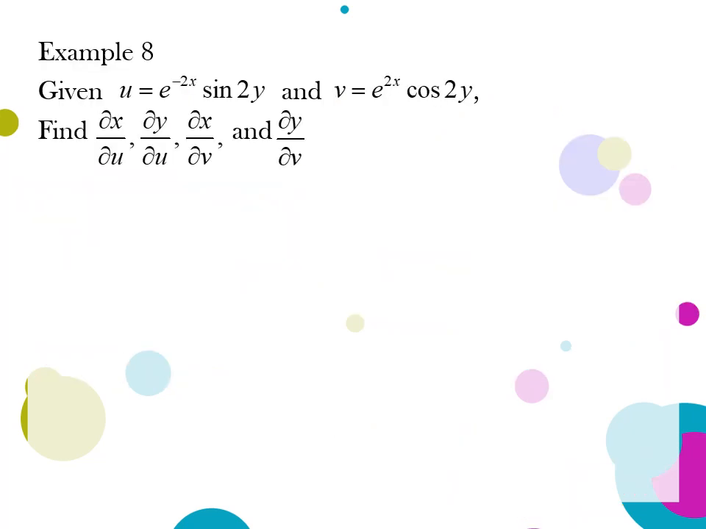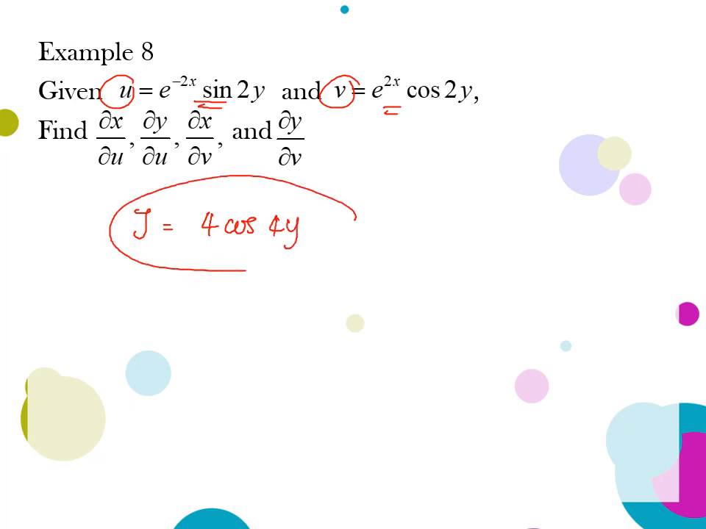Okay, so let us proceed to the next example to find the inverse of the partial derivative. Alright, so we have the same function as we did in the first few slides just now. You have u and v with this function. Do you still remember that we found the Jacobian for this function to be equal to 4 cos 4y? So remember this.